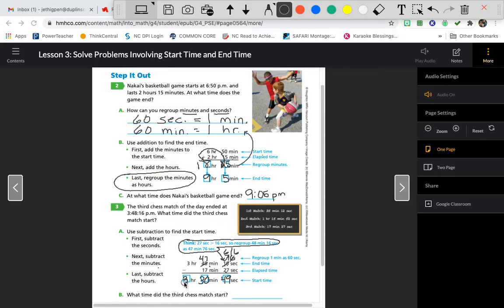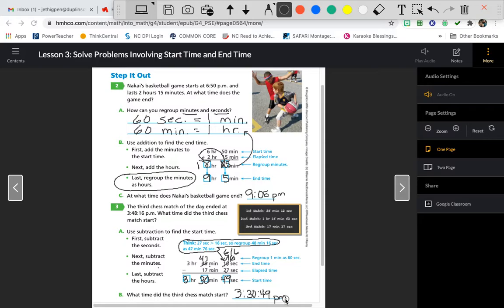So how would we write this as a time? So what time did the third chess match start? We would say it started at 3:30, and then our seconds would be 49 PM.